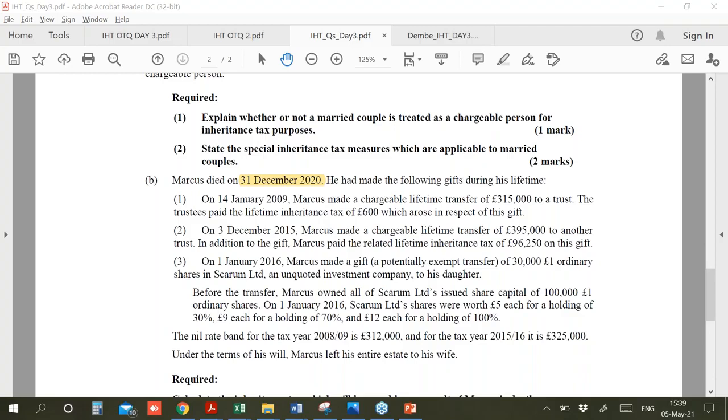Now, guys, I want to ask you, I know that in one instance the lifetime tax paid will also be added back to the chargeable lifetime transfer amount of the asset. You tell me, when does this happen? When the donor pays the tax themselves, or when the trustees pay the tax in lifetime? In one instance, the tax is also added into the cost of the transfer.